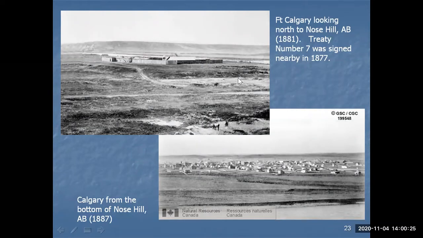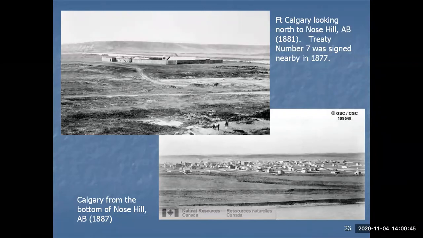You can see the Bow River there. The fort was built by the Northwest Mounted Police. They were sent out ahead of a lot of the settlers so that they could establish a fort and policing through this area. And Fort Calgary was built at the confluence of the Bow and the Elbow River.